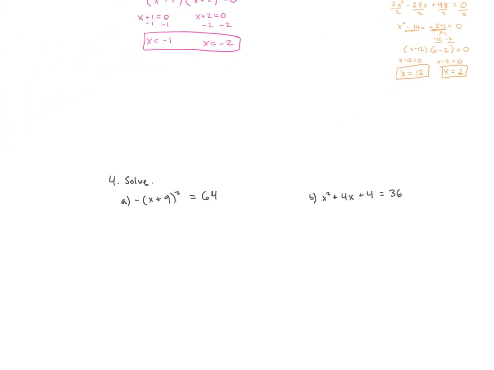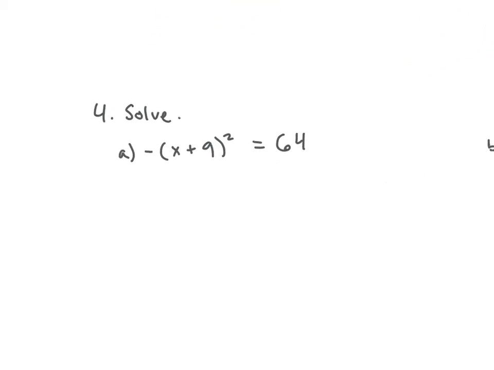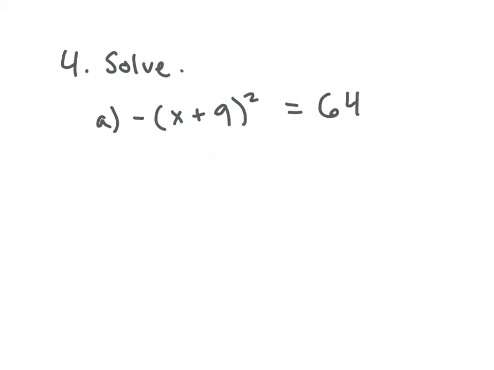All right, let's move on to 4. So we need to solve number 4. What should we do first here? Well, we can't distribute the negative because we have parentheses that are squared. But can we move the negative somewhere else? We can divide both sides by negative 1. So now we have x plus 9 squared is equal to negative 64.